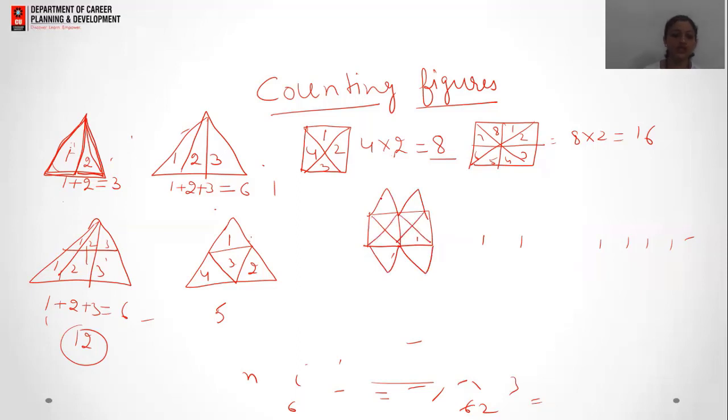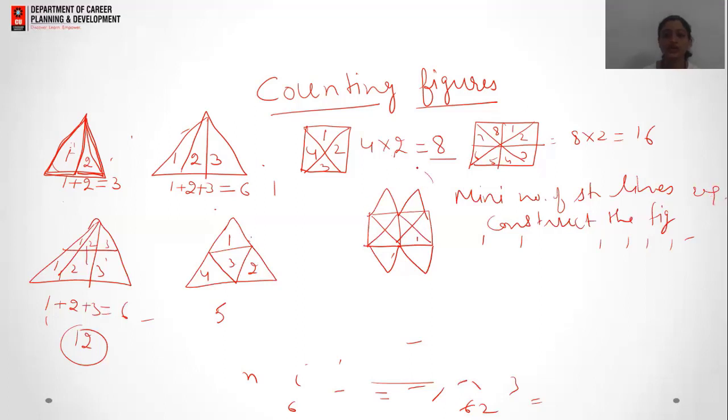Yes, this figure is given to us and we have to find out the total minimum number of straight lines required to construct the given figure. If we need to construct this figure, then the minimum number of straight lines that are required to construct the given figure, that we have to find out. So first of all, we need to check how many vertical lines are there. Vertical means this, vertical lines.